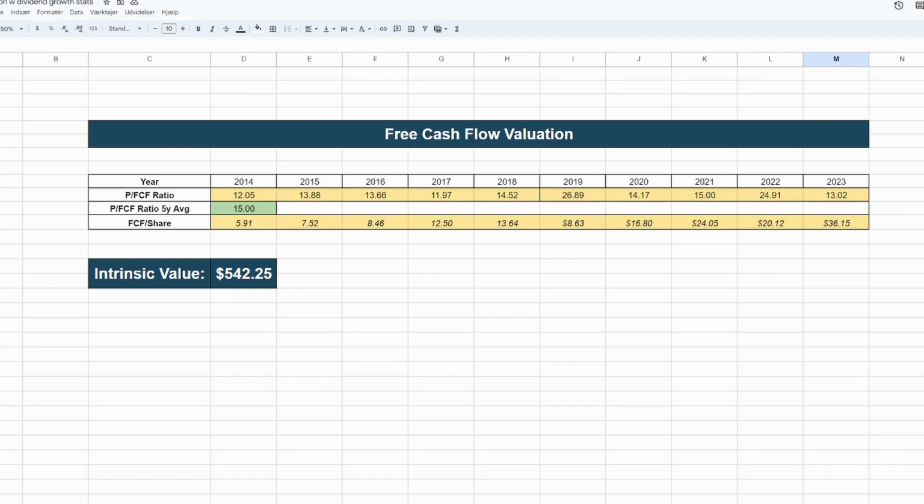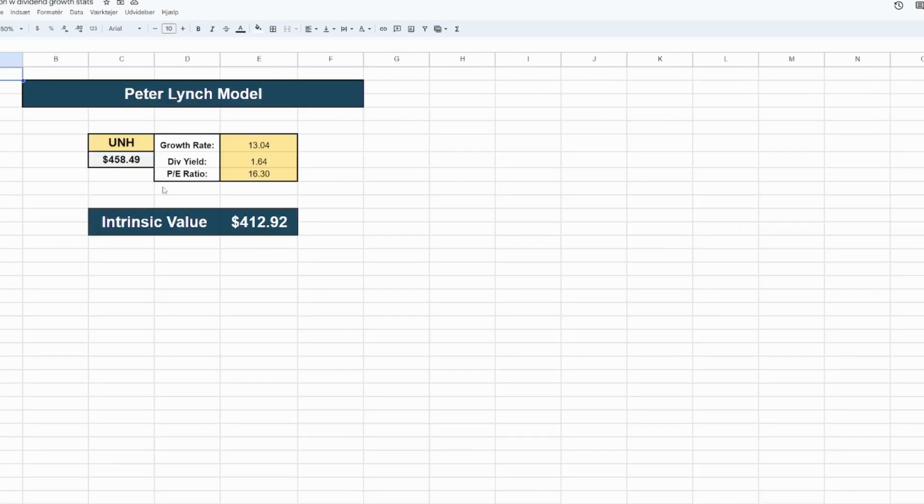Next up is the free cash flow valuation. Similar to the PE valuation, we take the price to free cash flow ratio from the different years. We then take the last 5-year average and combine that with the free cash flow per share, arriving at an intrinsic value of $542 per share. The last one is the Peter Lynch model, where we take the growth rate, the dividend yield, and the PE ratio, and combine that using the Peter Lynch formula, which gives us an intrinsic value of $412.